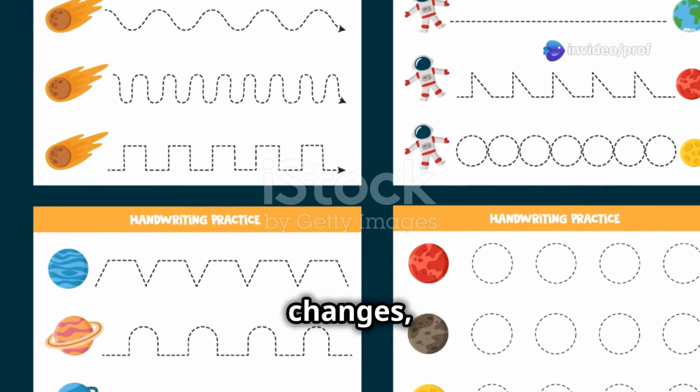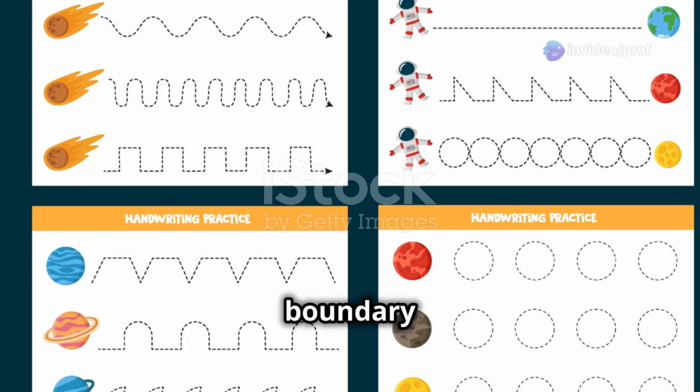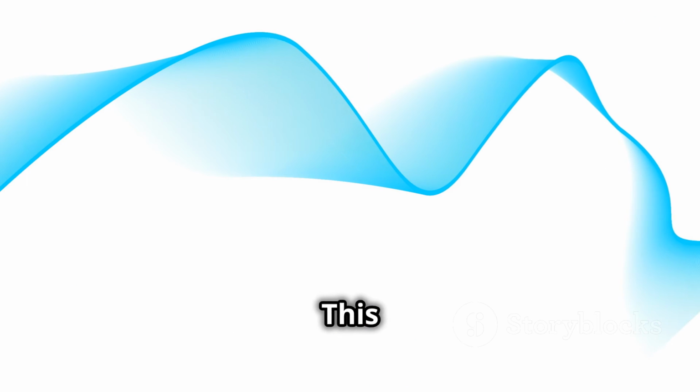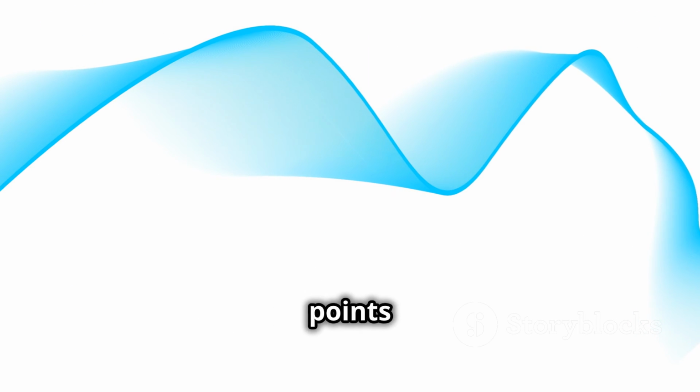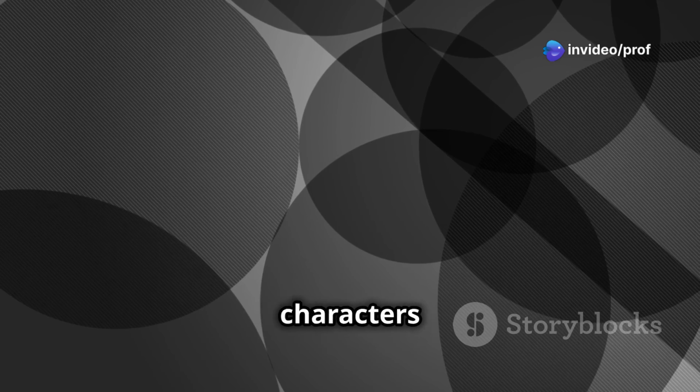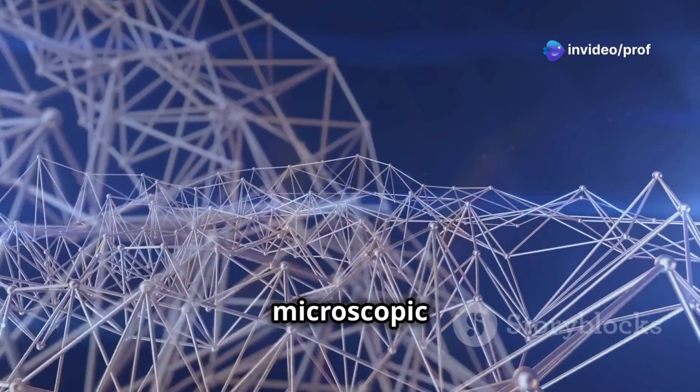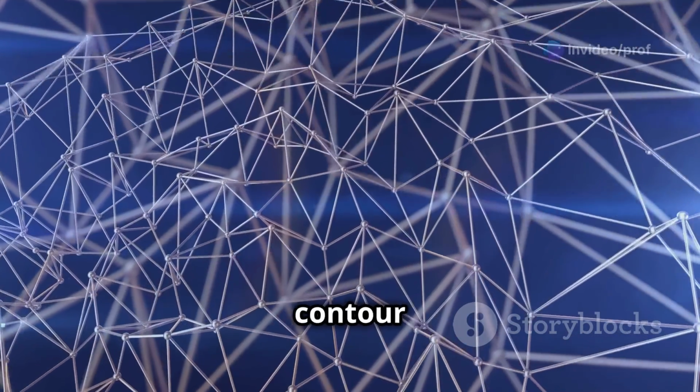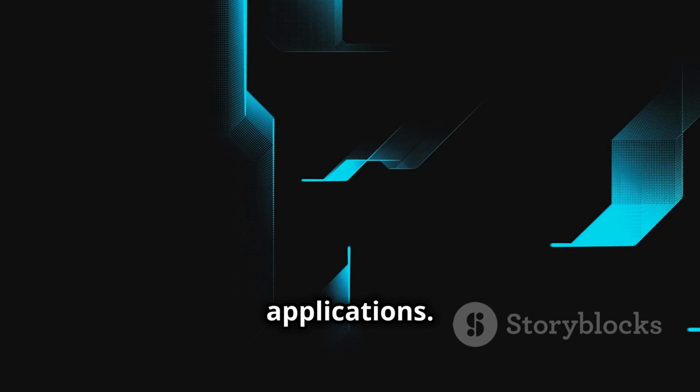They follow these changes, tracing a line along the boundary between different regions. This results in a set of connected points or curves that represent the contours of objects in the image. From recognizing handwritten characters to analyzing microscopic images in biology, contour detection plays a vital role in various applications. It's a fundamental tool for understanding the shape and structure of objects within images.